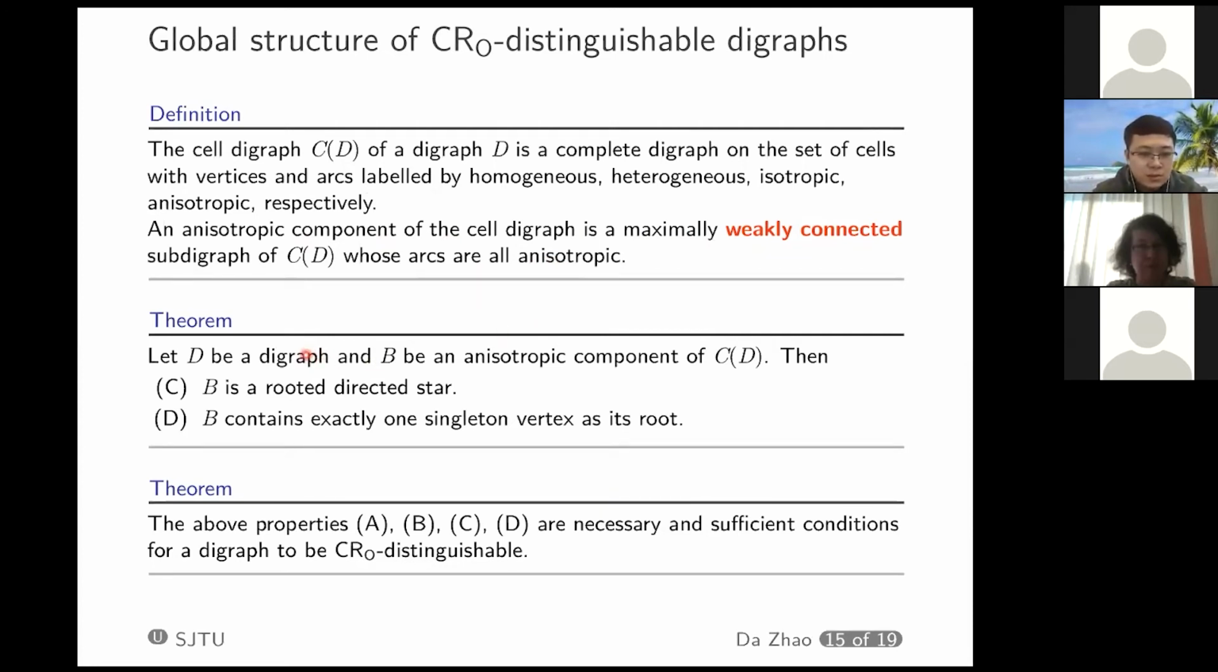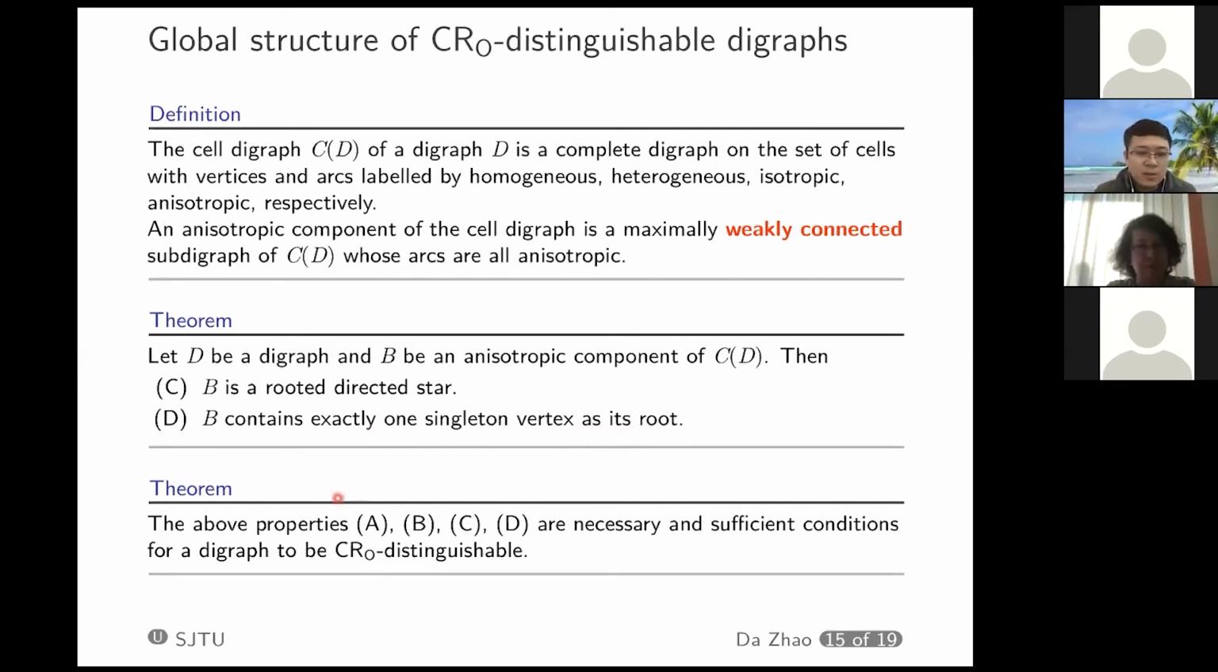So what's the local and global structure of CRO distinguishable digraphs? First, if you take out an anisotropic component, then it must be a rooted directed star. Just you have all the arcs coming from one vertex. And B contains exactly one singleton vertex as its root.